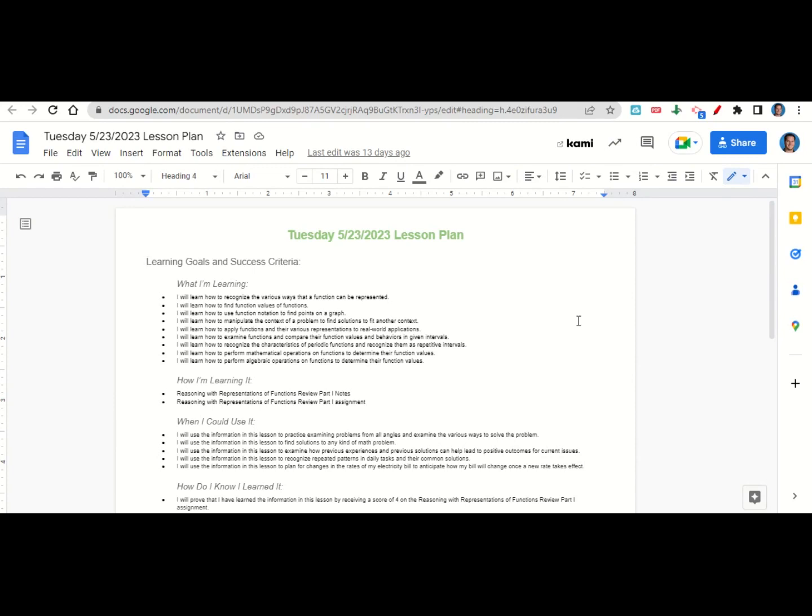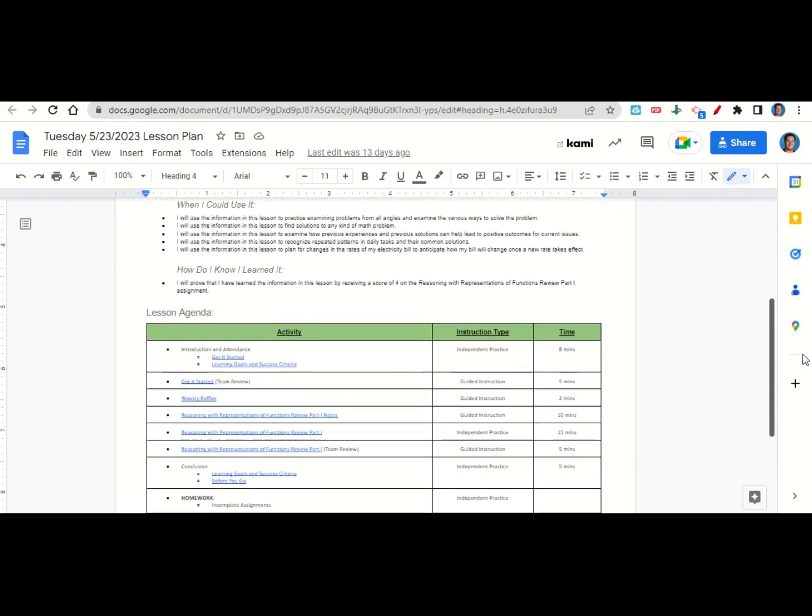How do you know you learned it? By getting a score of 4 on the Reasoning with Representations of Functions Review Part 1 assignment. Now let's take a look at our agenda for today.